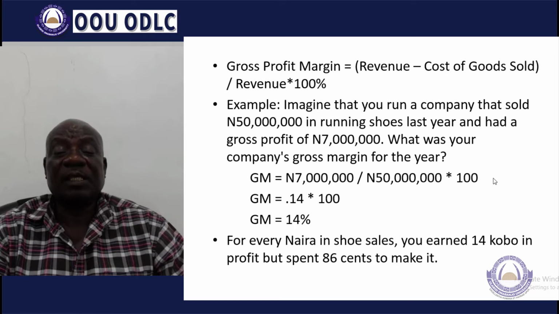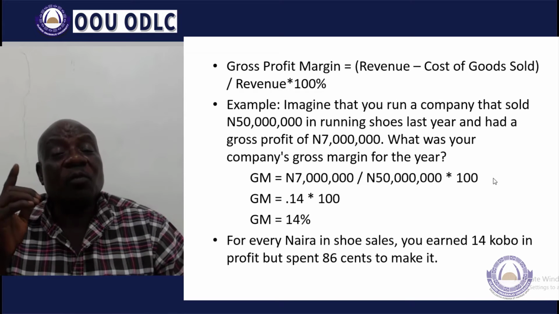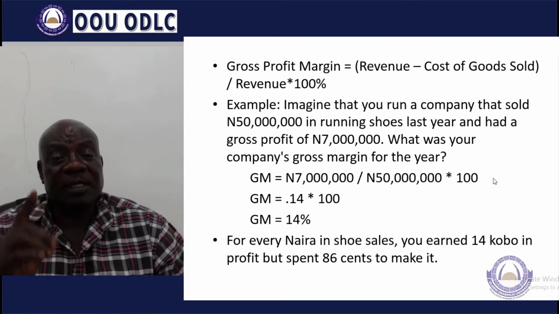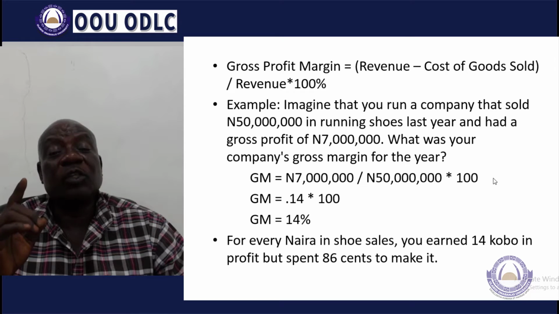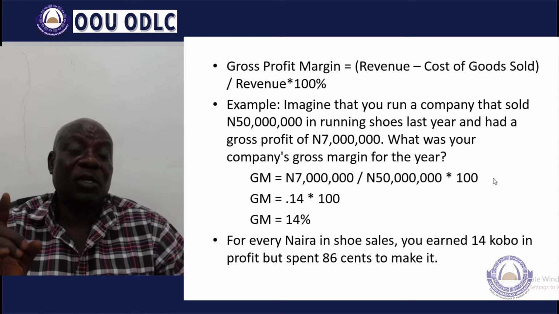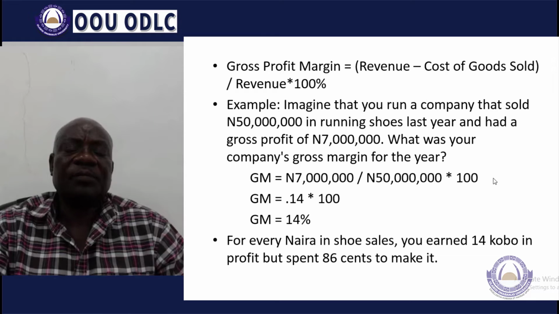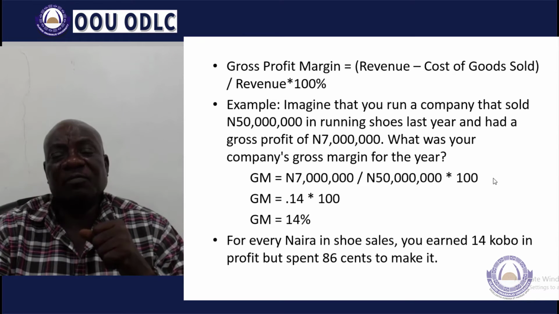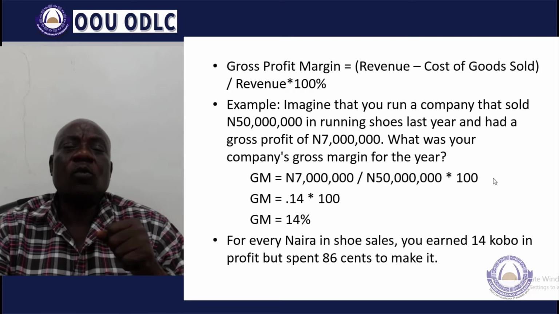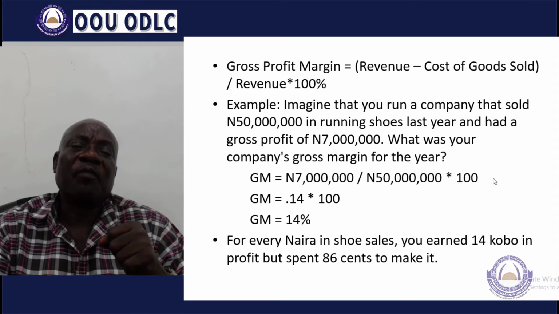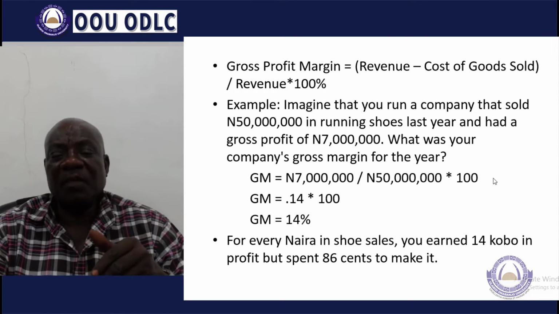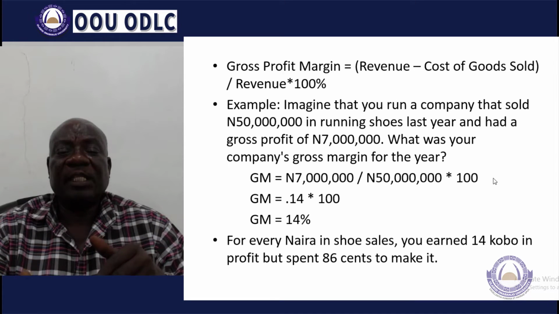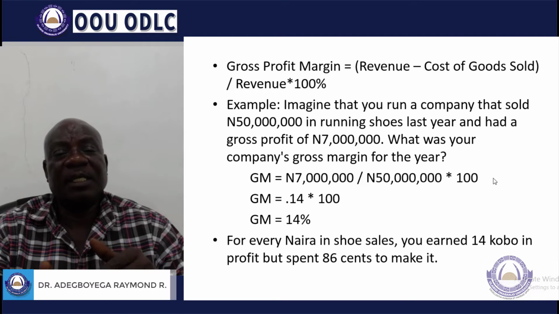The only thing we can see there is that for every 1 naira in shoe sales, the company is making 14 kobo. That's the purpose. You can now say that that's what the company is making. But in order to make use of this statement properly, you can look at the past profit margin of the company last year. If, for example, the gross margin for last year was 18%, that shows that the company is actually not doing fine this new year.